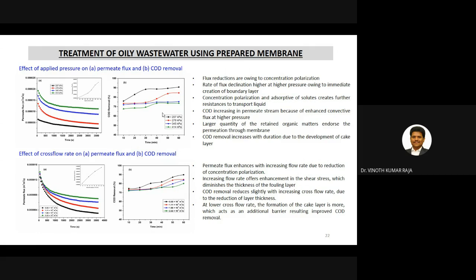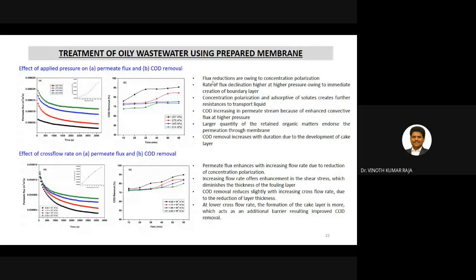This is because of the increase in COD content on the permeate stream side. That is due to the enhanced convective flux through the membrane due to the higher driving force at higher pressure. So the large quantity of organic matter retained on the membrane surface further facilitates permeation through the membrane. This organic matter present on the membrane surface is penetrating at higher pressure, so the enhanced convective flux is taking place.